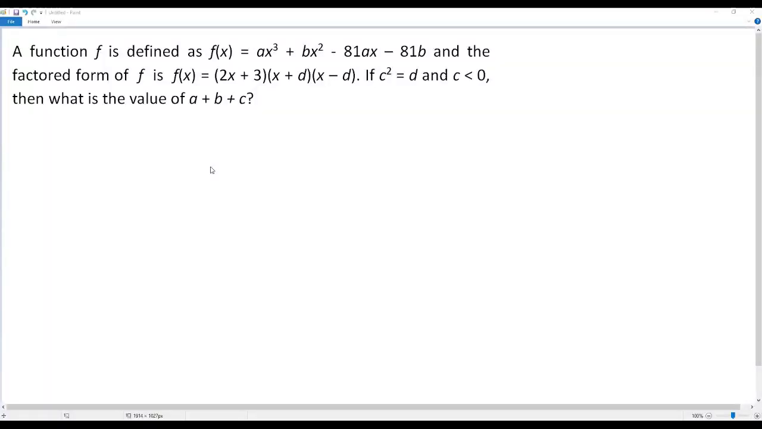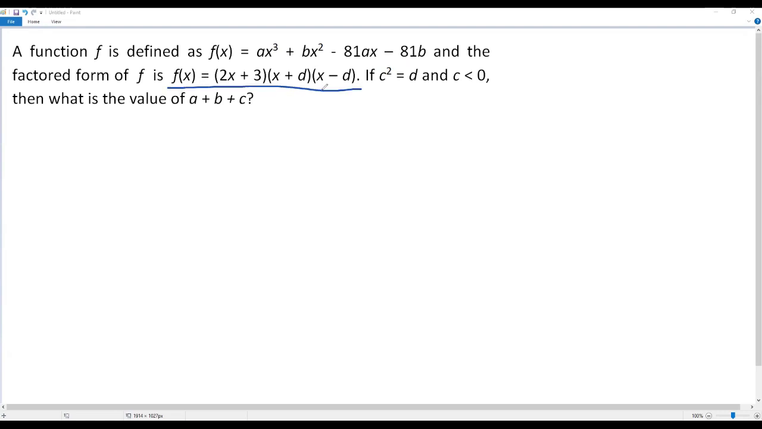Your function f is defined as f(x) = ax³ + bx² − 81ax − 81b, and the factored form of f is f(x) = (2x + 3)(x + d)(x − d). If c² = d and c < 0, then what is the value of a + b + c? Here we have the function f(x), and also the factored form of the function f(x).